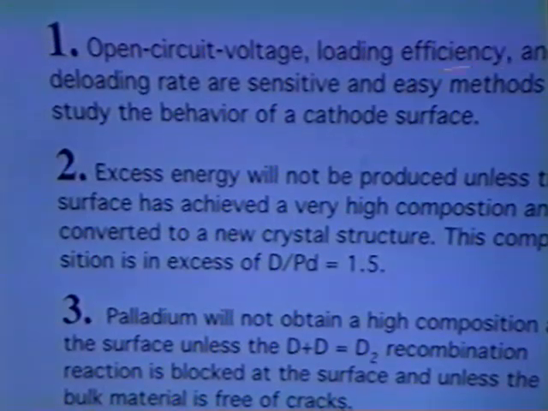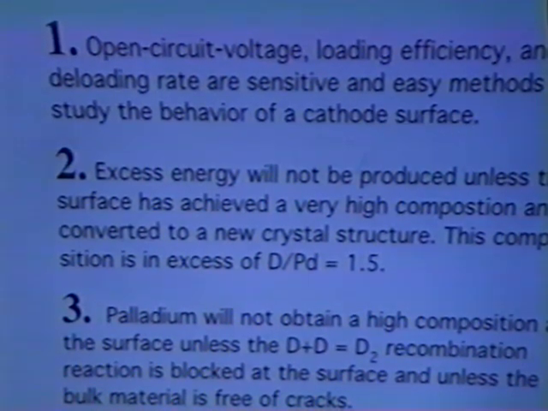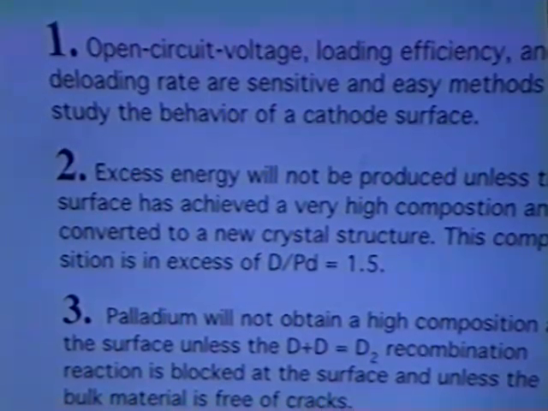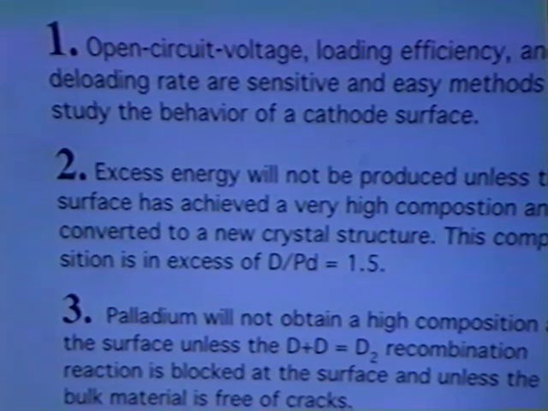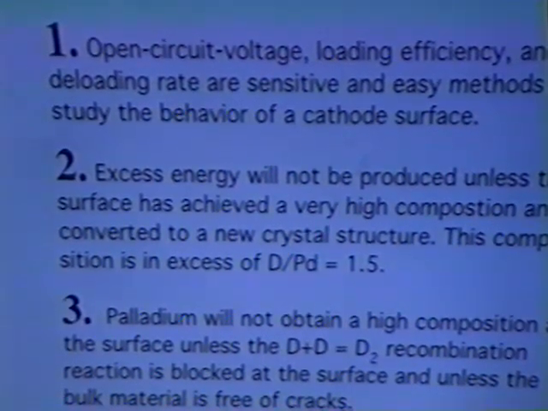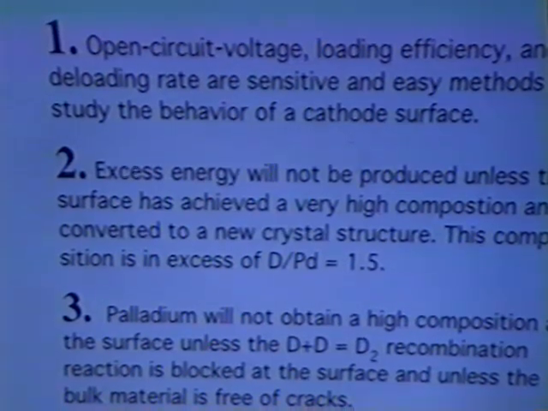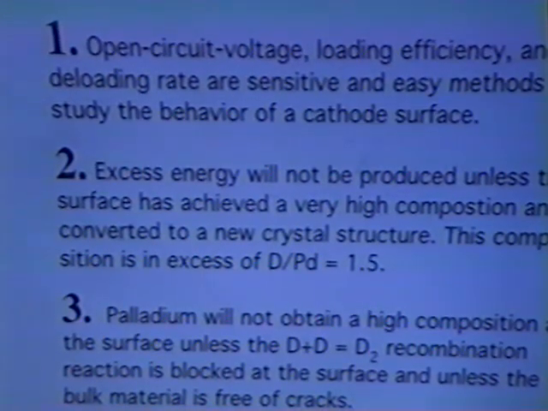The open circuit voltage, loading efficiency, and deloading rate are sensitive and easy methods to study the behavior of the cathode surface. They are also very good methods to use to sort palladium into 2 piles, the good pile and the bad pile. Now, I can make that sort. I can identify very easily bad palladium. However, I cannot identify palladium that will make excess energy 100% of the time, but I can up the odds.